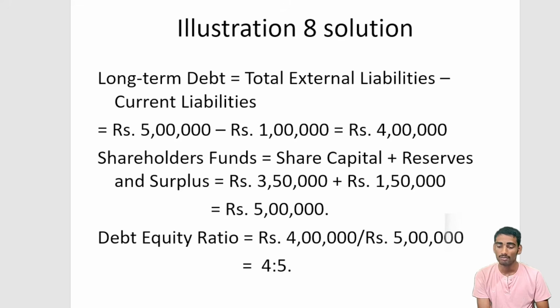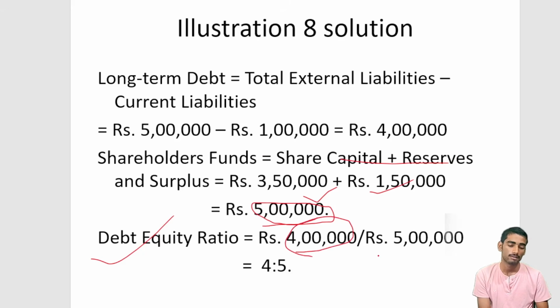So shareholder fund equal to what? Share capital plus reserve. So they have already given the values, 3,50,000 plus 1,50,000. So just you have to do the sum and you will get the value of shareholder fund. Now calculating the last, that is, what is the debt equity ratio? Debt equity ratio is equal to what? Long term debt upon shareholder fund. So long term debt I already calculated as 4 lakh, and 5 lakh we have already got, that is the shareholder fund. Okay, so just you have to do the calculation.